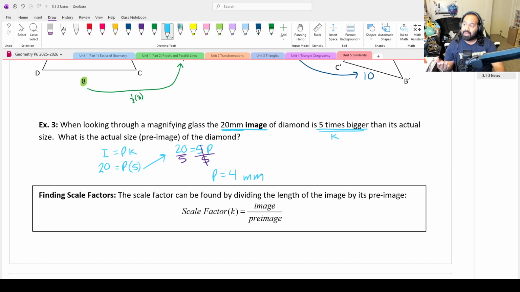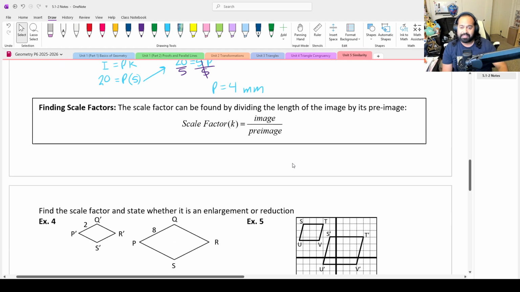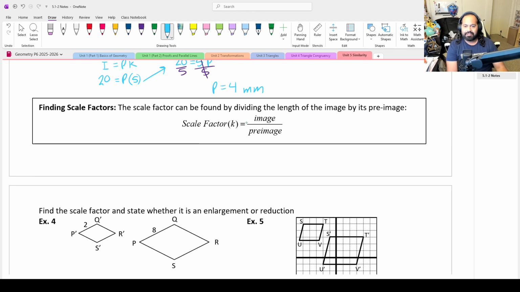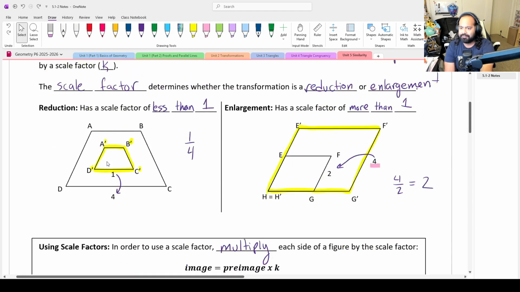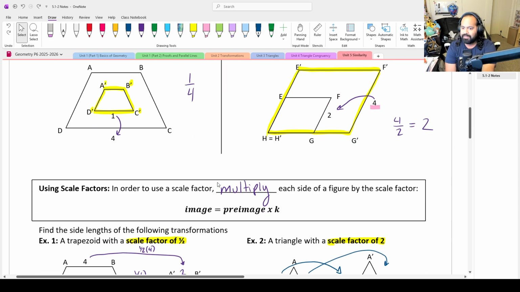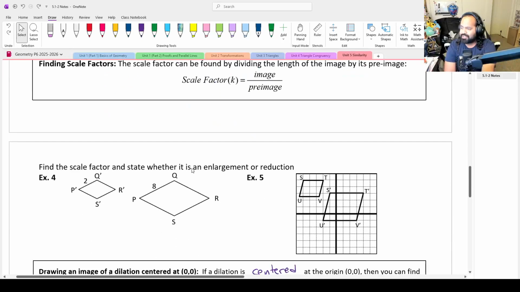And in general, if you want to find the scale factor, and I kind of showed you all this a little earlier, your scale factor of k is just the image divided by the preimage. So when I showed you all that at the top here, I took my measurement from the image here, and I divided it by the preimage. So that's how it got me the 1/4. Same thing over here. I took my image measurement of 4, divided it by 2. That got me 4 divided by 2, which was 2. So that's pretty much that for that part.